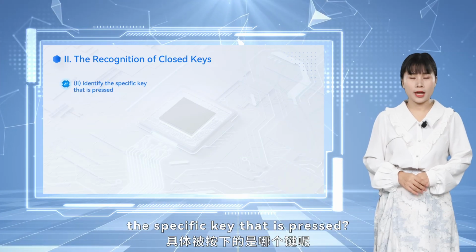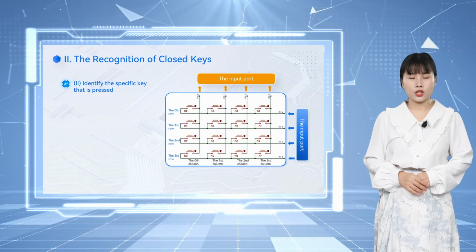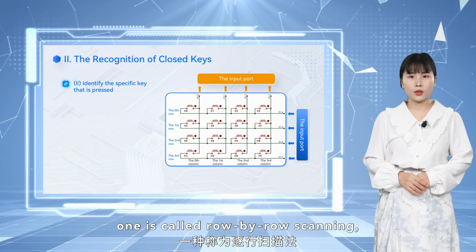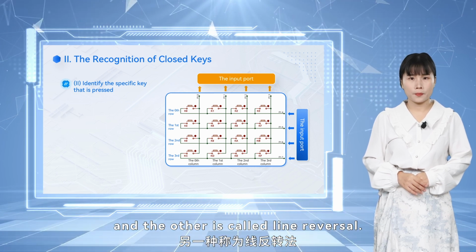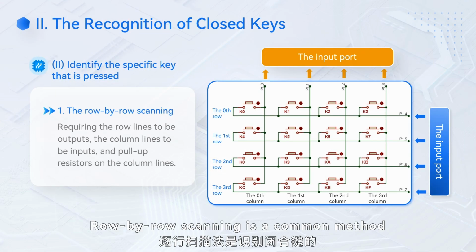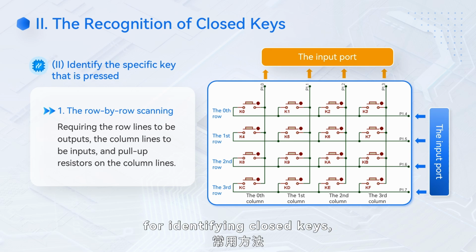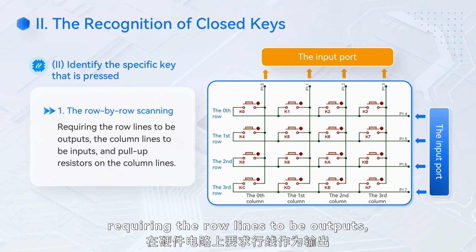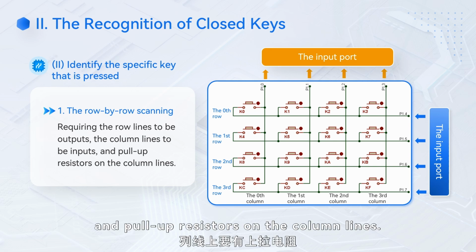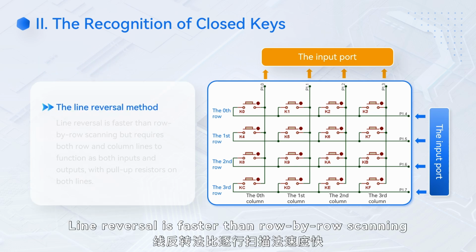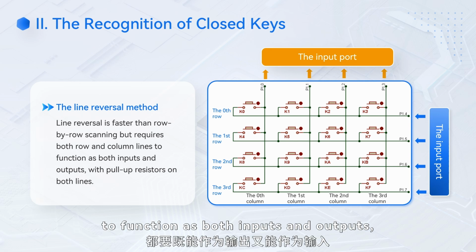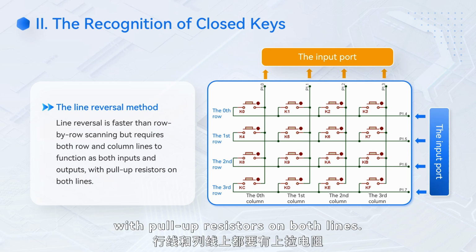Next, how do we identify the specific key that is pressed? There are two methods to recognize closed keys. One is called row-by-row scanning, and the other is called line reversal. Let's first look at row-by-row scanning. Row-by-row scanning is a common method for identifying closed keys, requiring the row lines to be outputs, the column lines to be inputs, and pull-up resistors on the column lines. Line reversal is faster than row-by-row scanning but requires both row and column lines to function as both inputs and outputs, with pull-up resistors on both lines.